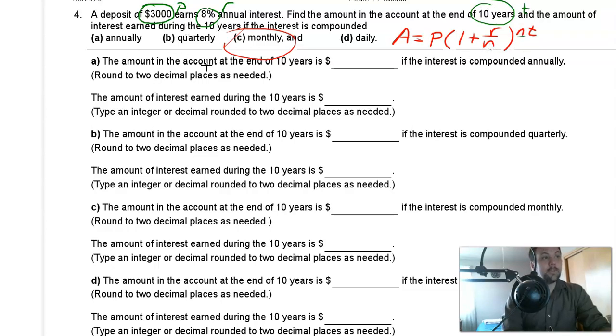N will change depending on which part we're doing. So for annually, N is equal to 1. For quarterly, N is equal to 4. For monthly, N is equal to 12. And for daily, N is equal to 365.